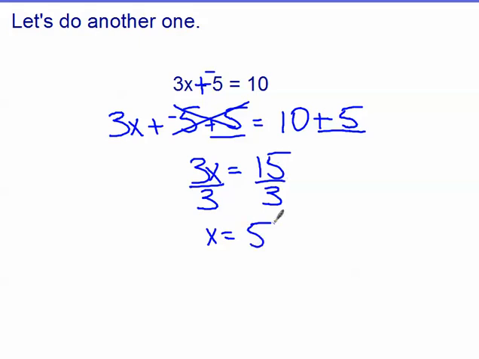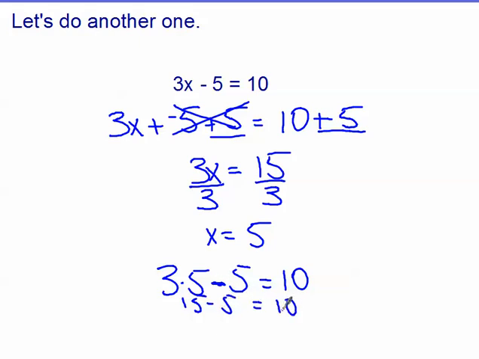Now if we were to plug that back into the original equation, 3 times 5 minus 5, does that equal 10? Well, 3 times 5 is 15. That was a minus 5. Minus 5. Does that give me 10? Yes, it does. So it works. X equals 5 is the answer.